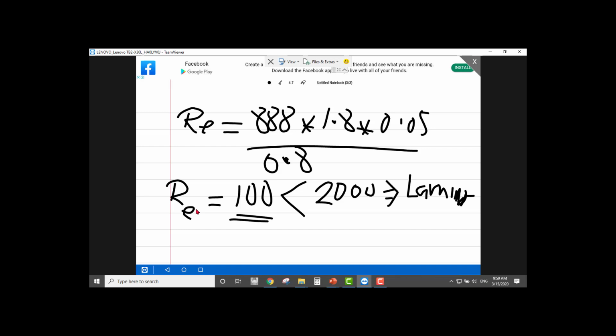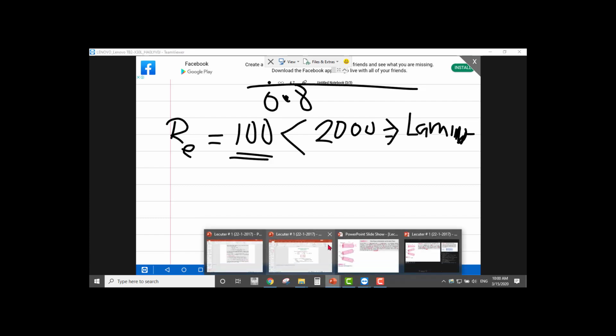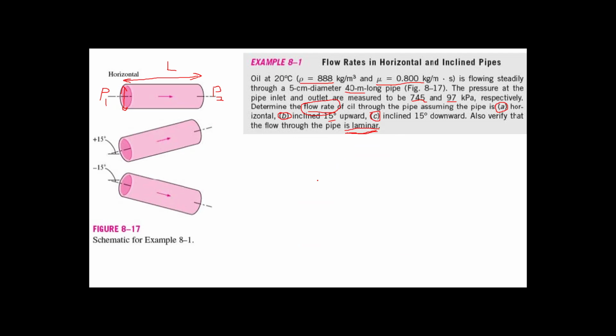So if it is laminar for the maximum volumetric flow rate, then the rest will be laminar. So our solution is correct, because we used an equation that is valid for laminar flow. With this equation and this equation, we could calculate V dot for A, B, C, horizontal, inclined, uphill, downhill. Then we did the verification that the flow is laminar.